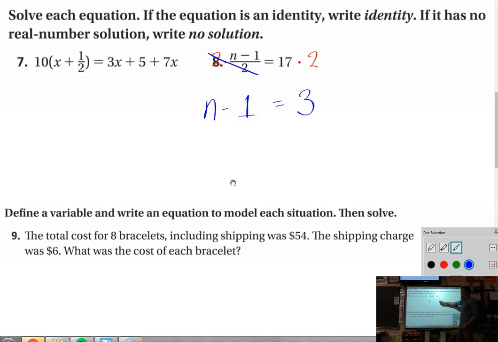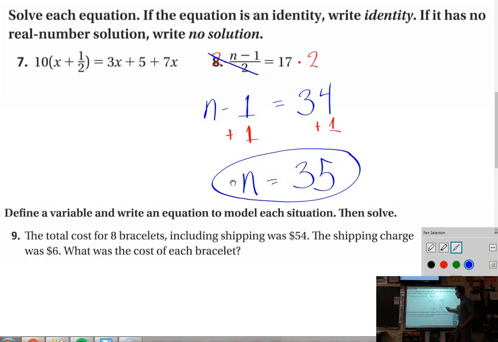My right-hand side becomes 34. Now I see that to isolate my n, all I have to do is get rid of this minus 1. So I'm going to add 1 to both sides. And we get that n is going to be equal to 35. And again, there's just one solution there then, as opposed to in 7 where all values worked.